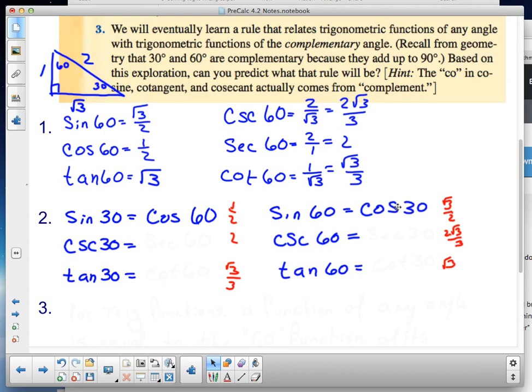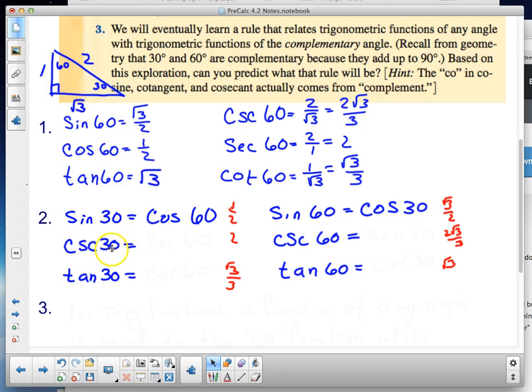So let's talk about the cosine of 30 real quick. Cosine of 30 is adjacent over hypotenuse, the square root of 3 over 2. Sine of 60 is the square root of 3 over 2 as well. These are very interesting when you look at them, but they are the same values.